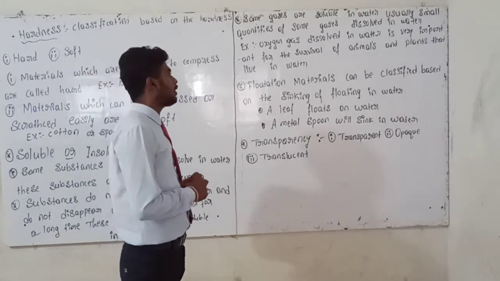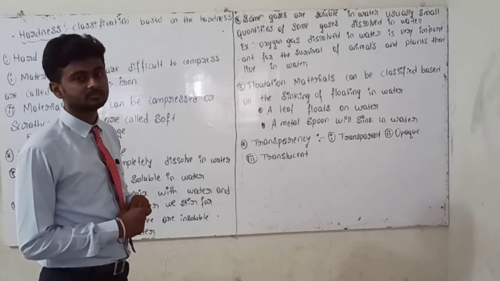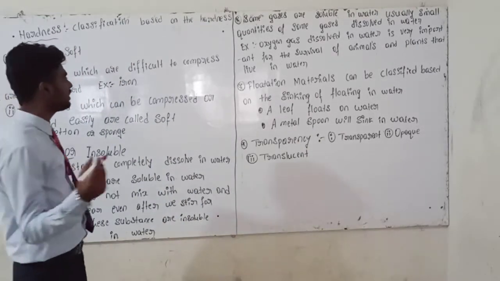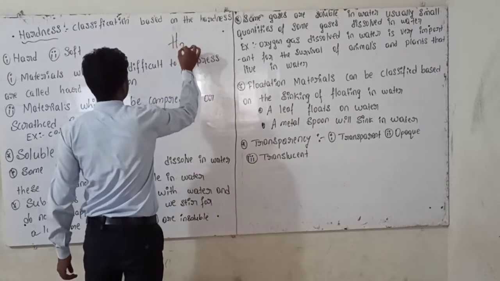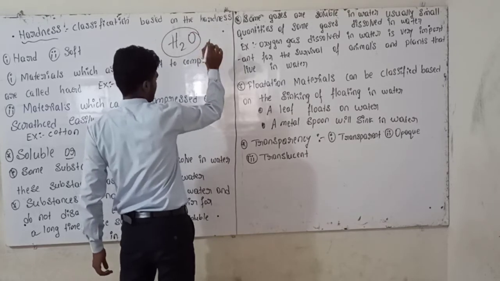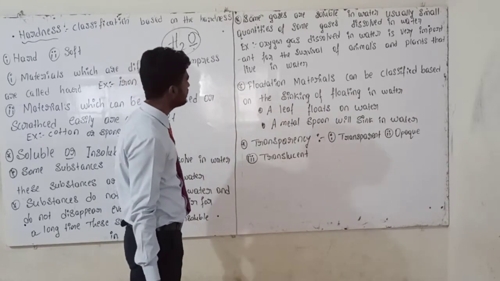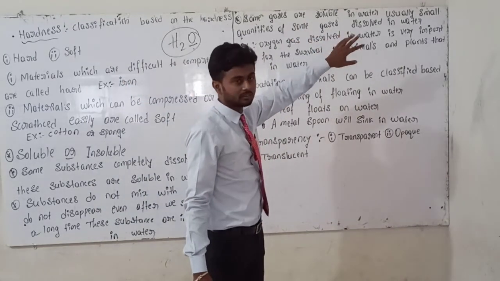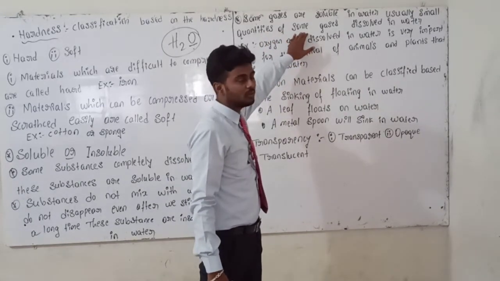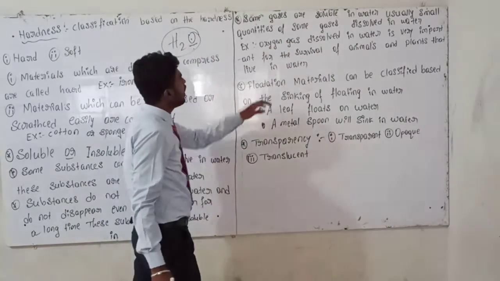For example, oxygen gas is dissolved in water. Yes or no? I will tell you the formula. Water is what? H2O. In the water, oxygen is there. See, some gases are soluble in water. Usually, a small quantity of some gases dissolve in water. For example, oxygen.